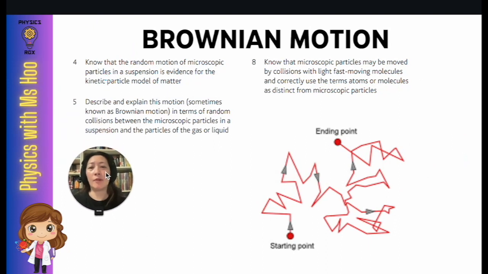Now, in terms of the motion of microscopic particles, what you need to know is that the random motion of microscopic particles in a suspension is evidence for the kinetic particle model of matter. You do need to be able to describe and explain this motion, which is sometimes known as Brownian motion, in terms of random collisions between the microscopic particles in a suspension and the particles of the gas or a liquid. And you need to know that the microscopic particles may be moved by collisions with light, fast-moving molecules, and correctly use the terms atoms and molecules as distinct from the microscopic particles.